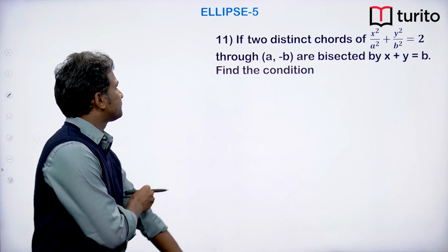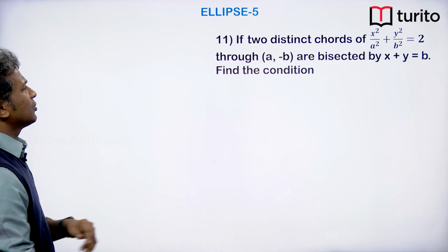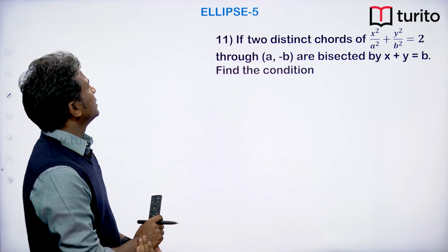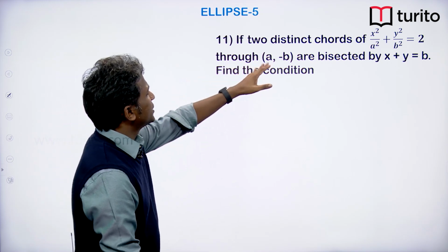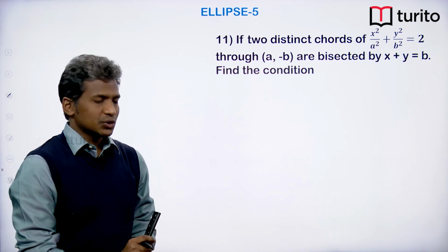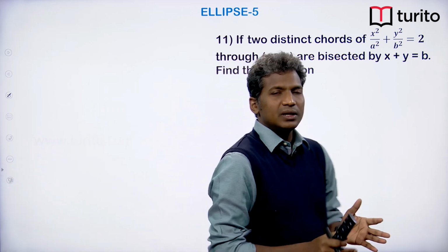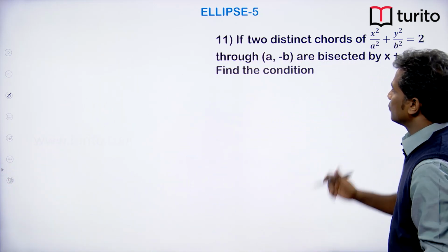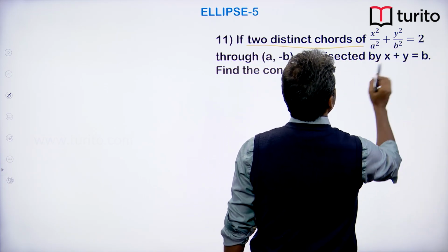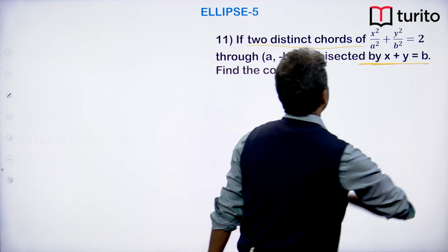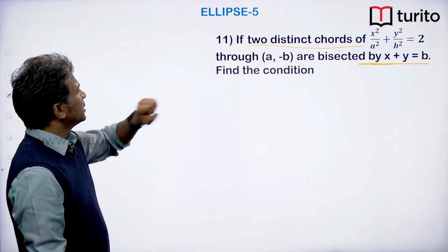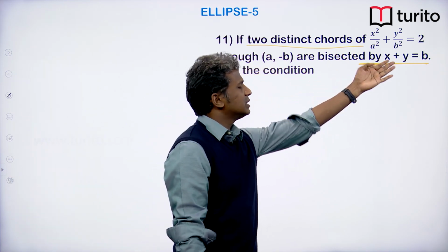Okay, next: if 2 distinct chords of x square by a square plus y square by b square equal to 2 through this point are bisected by another line, find the condition. So, here the analysis must be along similar lines. What is given here? Two distinct chords of this ellipse are being bisected by this line. That means the midpoint of the chords must be lying on this line.